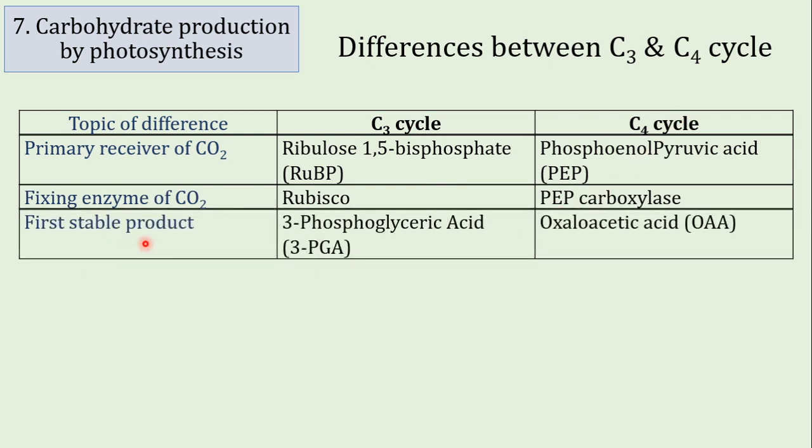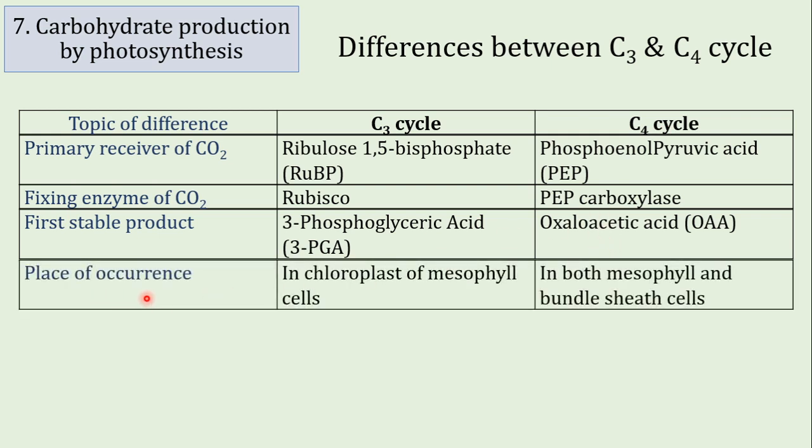The first stable product produced in the C3 cycle is 3-phosphoglyceric acid, that is a 3-carbon compound, and the first stable product in C4 cycle is called oxaloacetic acid, which is a 4-carbon compound. In which cells does C3 cycle take place? The C3 cycle takes place in the chloroplast of mesophyll cells, but C4 cycle takes place in both mesophyll cells and bundle sheath cells. That means both mesophyll and bundle sheath cells are engaged to proceed the C4 cycle.